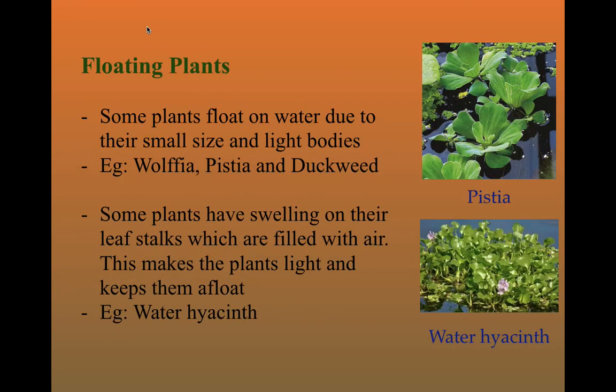We will start with the first type of plant, that is floating plants. Some plants float on water due to their small size and light body. As you all know, if the size is small or if the weight is very less, that thing will float in water, right? So the lightweight and small size plants will float on water. Example, Wolffia, Pistia and duckweed.